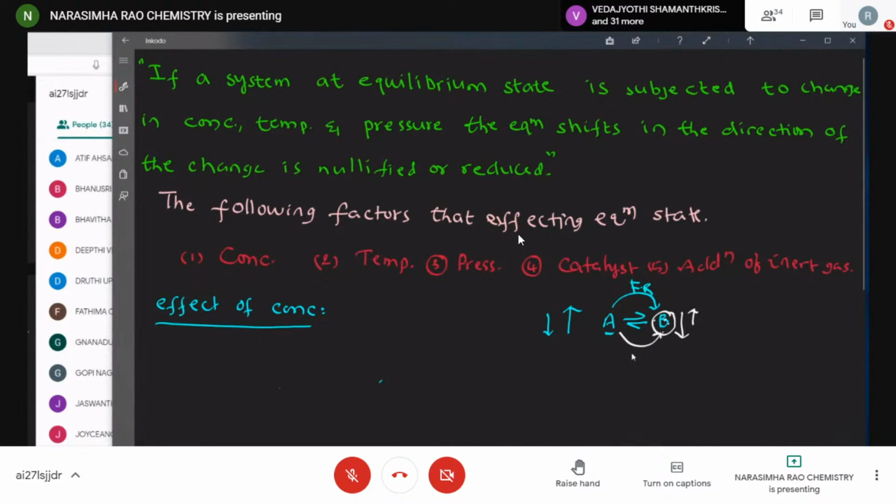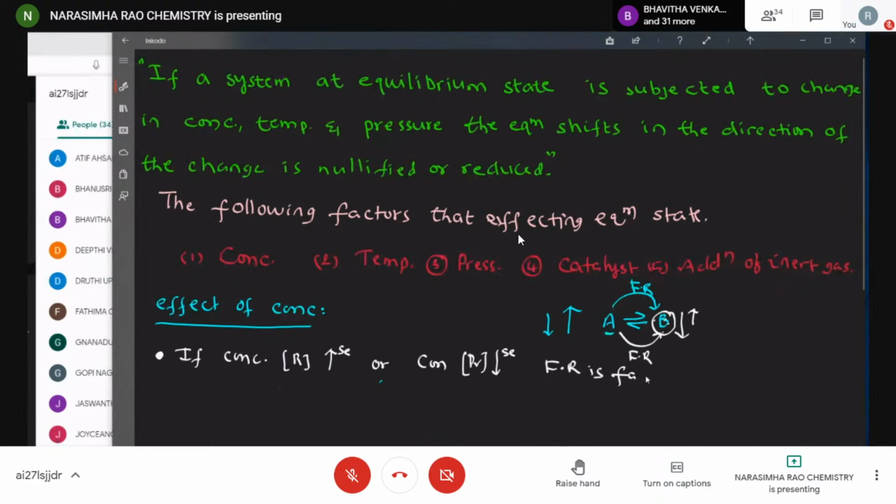Forward reaction. Forward reaction. Now first case: if concentration of reactant increases or concentration of product decreases, forward reaction is favorable. Children, it's clear na? Yes, sir.